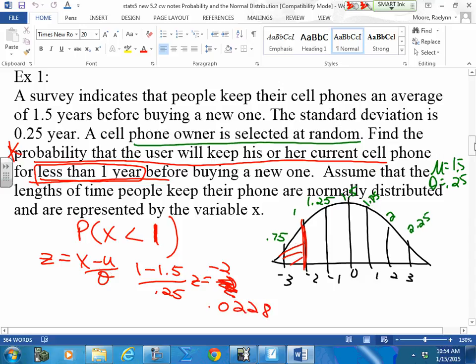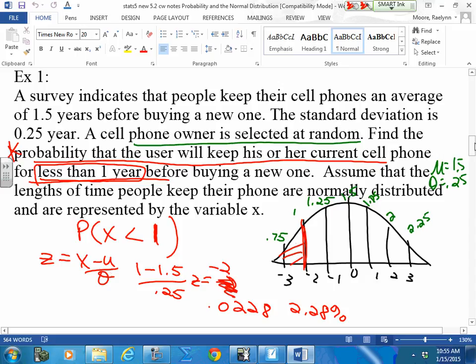0.0228. Now, here's where we turn this to a percent. We say 2.28%. So the probability that this random user kept their phone for less than a year is about 2.28%. Is this unusual? Anything less than 5% is unusual. Anything at negative 2 to negative 3 is unusual. It's unusual that they wouldn't have even waited a year, according to our scenario here.